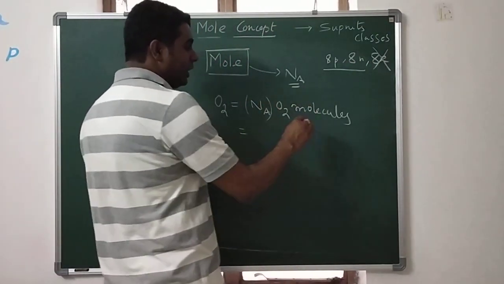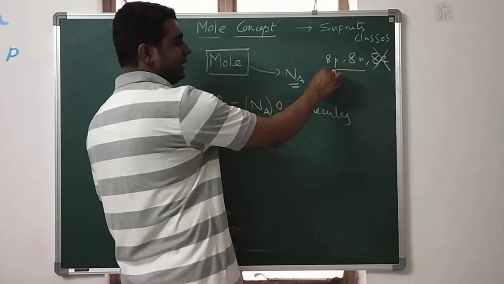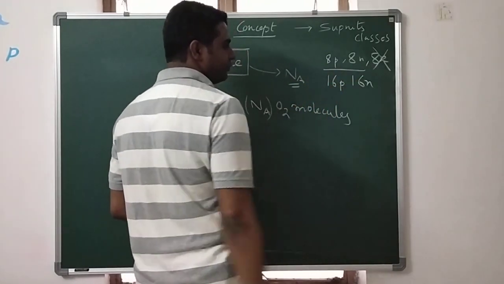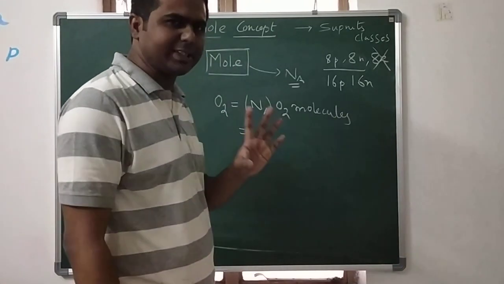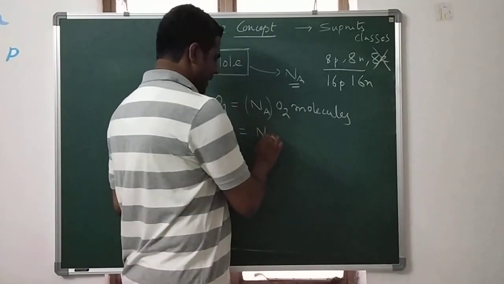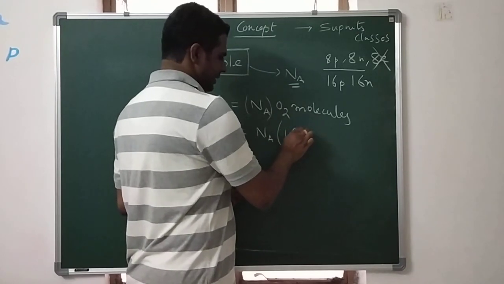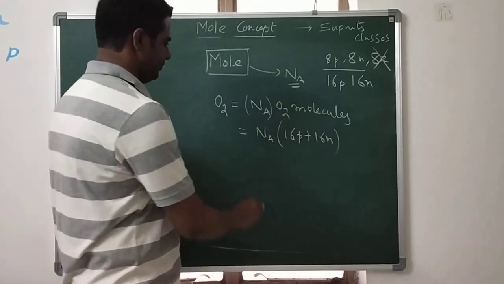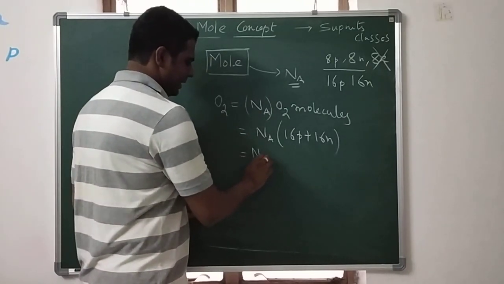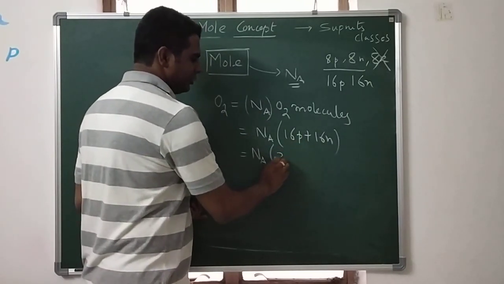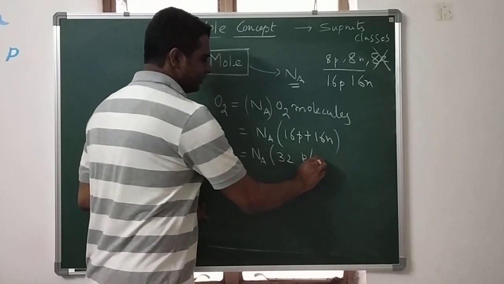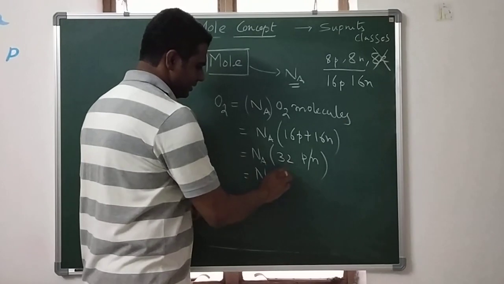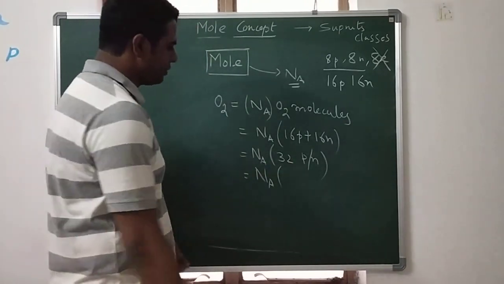So each molecule, we are talking about molecule over here, I have written atoms. So each molecule will have 16 proton and 16 neutron. And proton and neutron have more or less the same mass. So Na, 16 proton plus 16 neutron. Na, I am writing 32 proton or neutron, because their mass is almost the same. Na, what is the mass of proton or neutron?